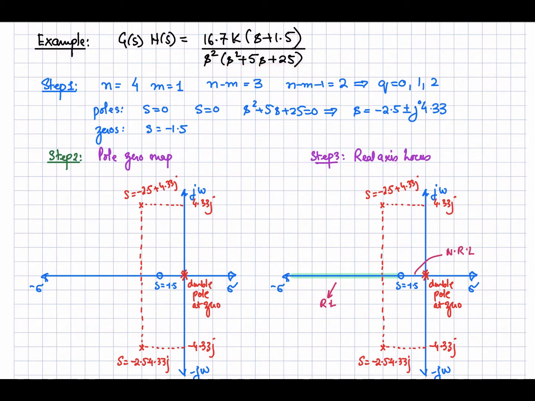that is equal to 16.7 into k into s plus 1.5 divided by s square into this. Okay, so there are 4 poles, as you can see from the maximum power in the denominator. So the number of poles is equal to 4 and there is 1 zero.